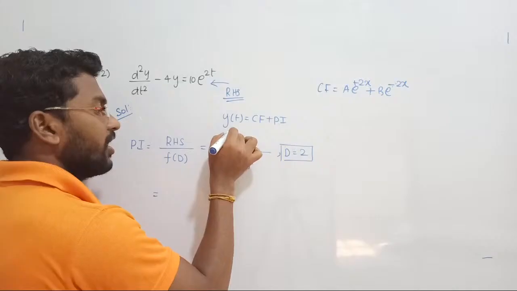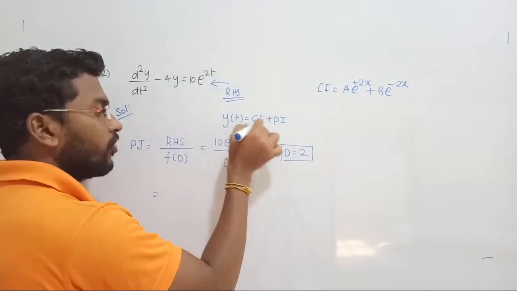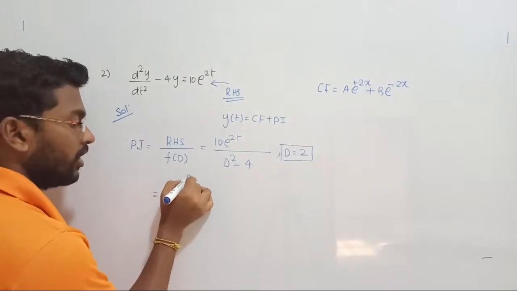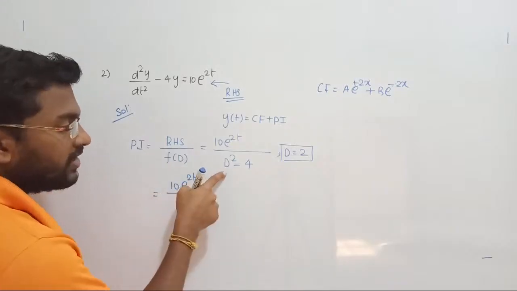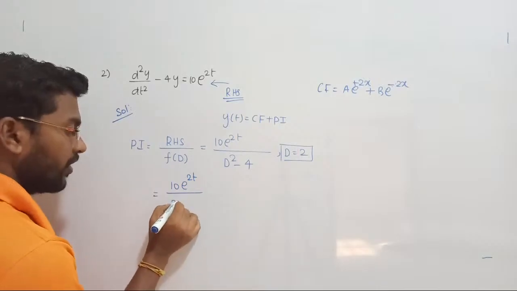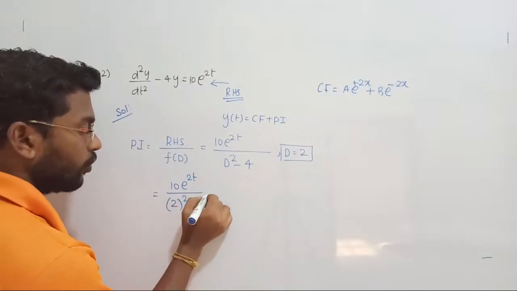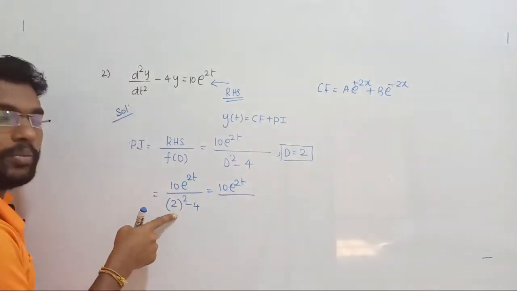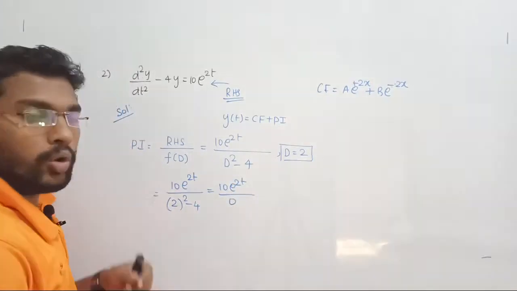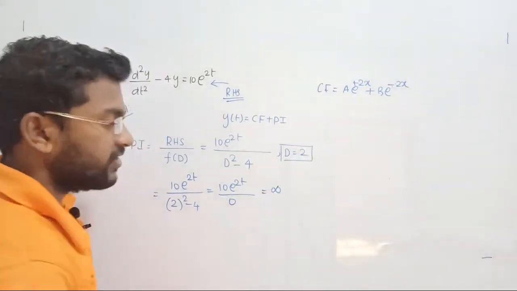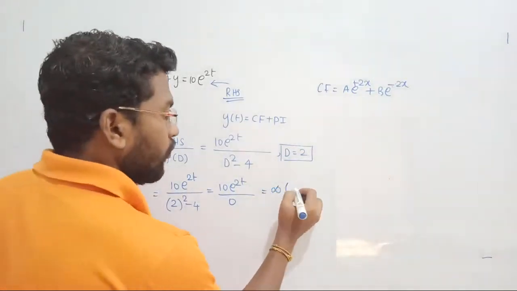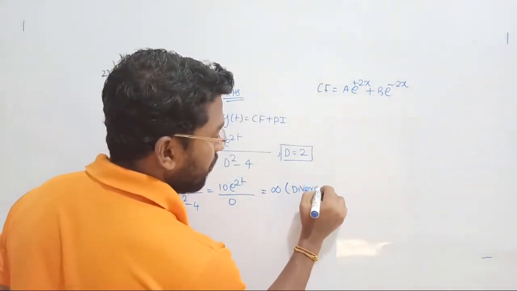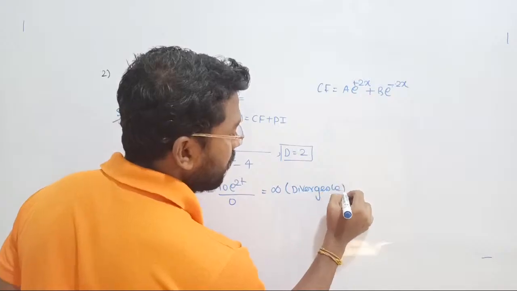D is nothing but, for e power alpha t, the alpha value is the value of d. Such that this function is going to be 10 into e power 2t upon d square minus 4. But replacing d by 2, we are getting 2 square minus 4. What we are getting here is 10 into e power 2t upon 2 square, which is 4, 4 minus 4 will be 0. 1 by 0 will become infinity. Is it the correct solution? No. If your value is infinity, then that is called divergence. My function is not converged.